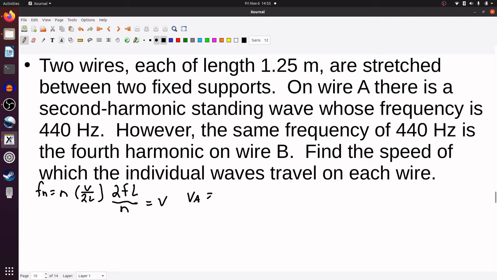All right, so I take 2 times my frequency, 440 hertz, times the length of the wire, 1.25 meters, divided by the harmonic, and it says second harmonic, so I'm going to put a 2 here. I'm going to see that the 2's cancel because I'm lazy and I don't want to do arithmetic. And now I'm just going to take 1.25 times 440, and I get 550 meters a second.